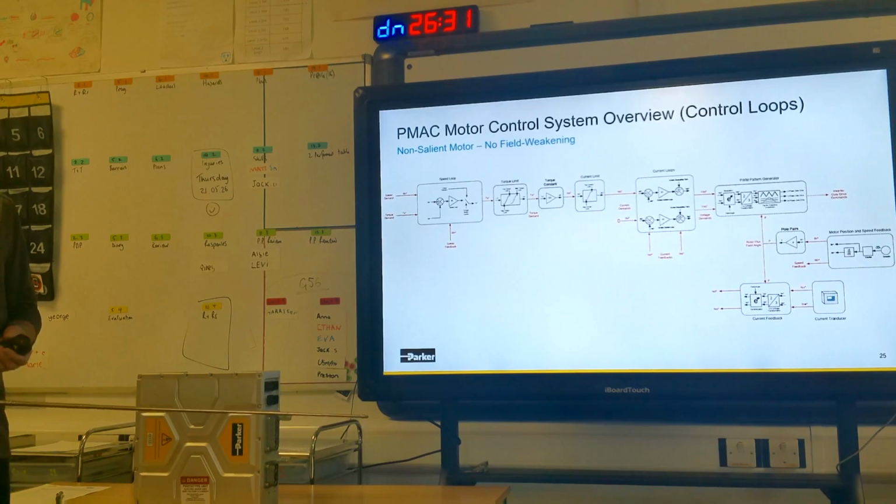If I'm driving a hydraulic pump and I want to control flow, I'm going to be in speed control. If I'm in a traction application driving a vehicle's wheels, I want to be in torque control.